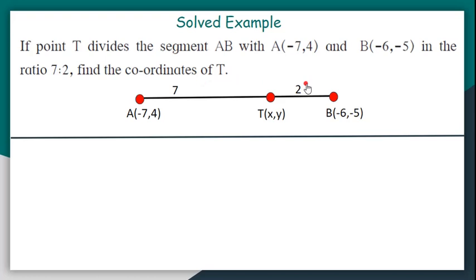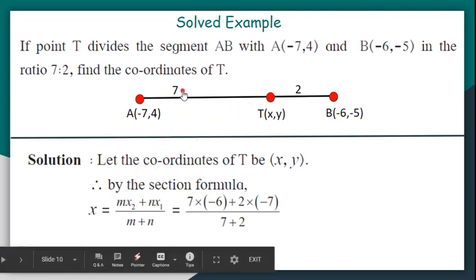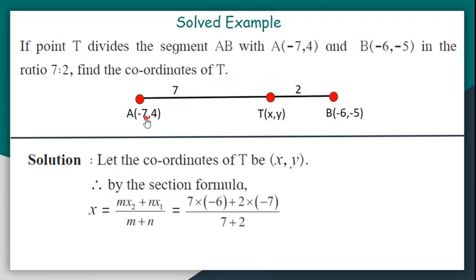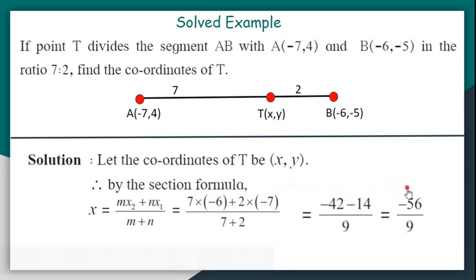We are going to use the same formula again, the section formula. X is calculated as mx2 plus nx1, 7 into minus 6 plus 2 into minus 7. 7 into minus 6 you do get minus 42 and then this is minus 14. So minus 42 minus 14 is minus 56. And that divided by 9. This is the first part, which is x.